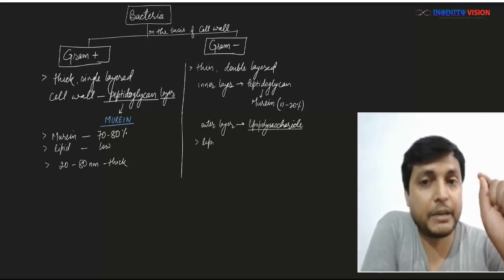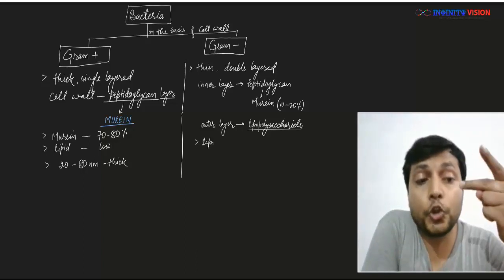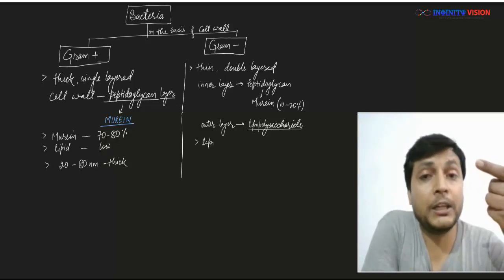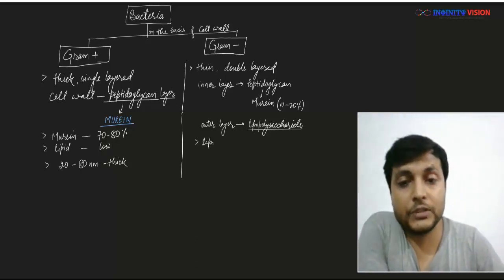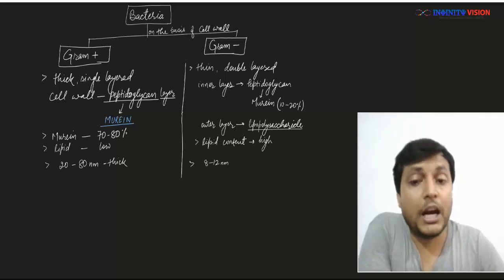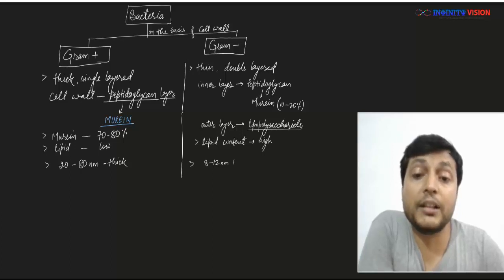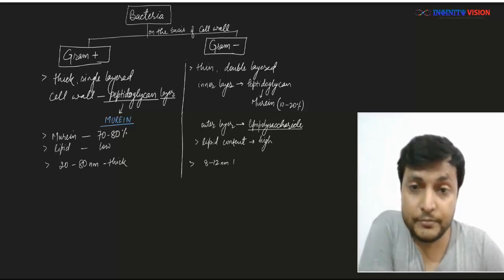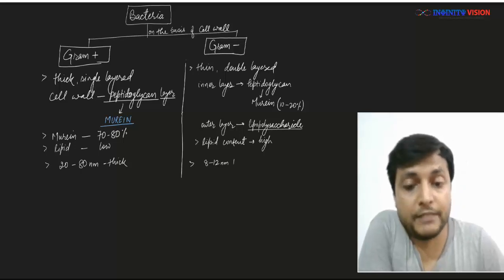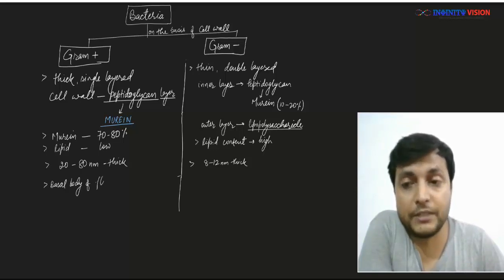So in a gram-negative bacteria, the cell wall is thin, but it is split into two layers. Inner layer, peptidoglycan, outer layer, lipopolysaccharide. Therefore, the lipid content is comparatively higher. Now, how thick is this cell wall? Only about 8 to 12 nanometers. Can you see? It is significantly thinner, 8 to 12 nanometers thick. Apart from this, see what other differences there are.